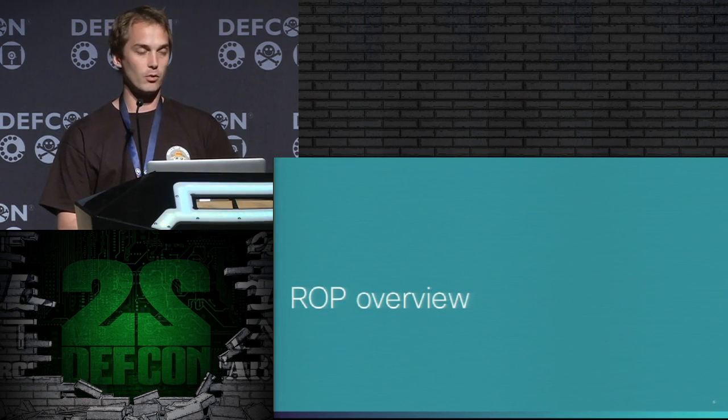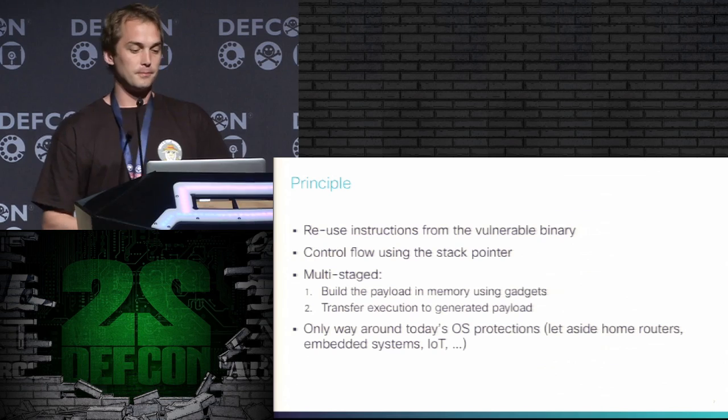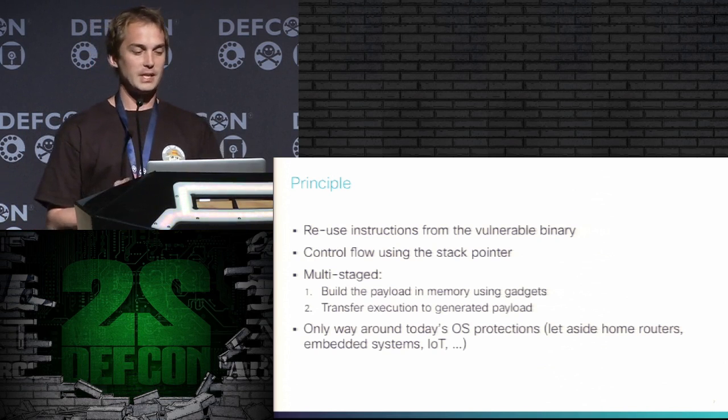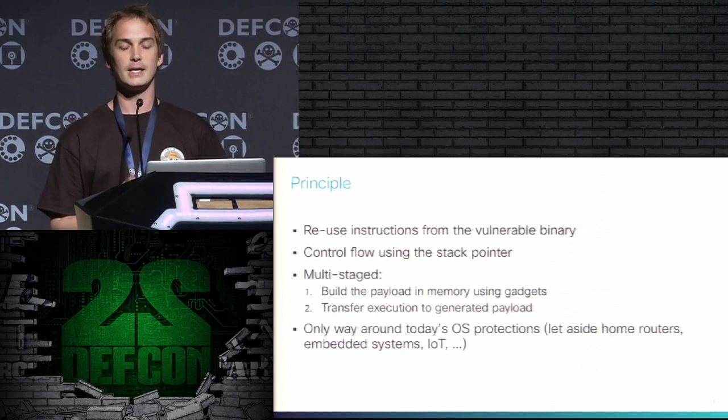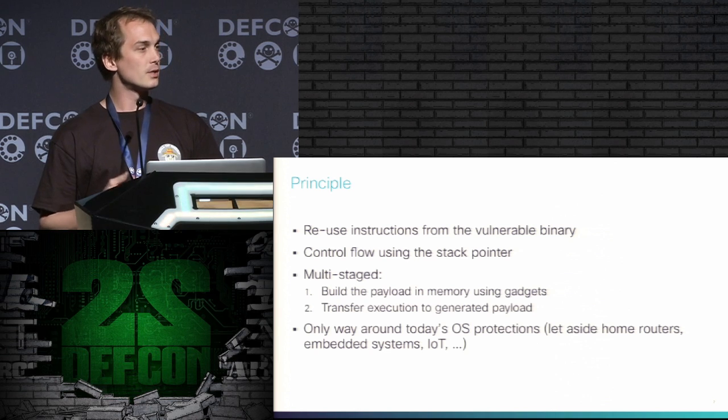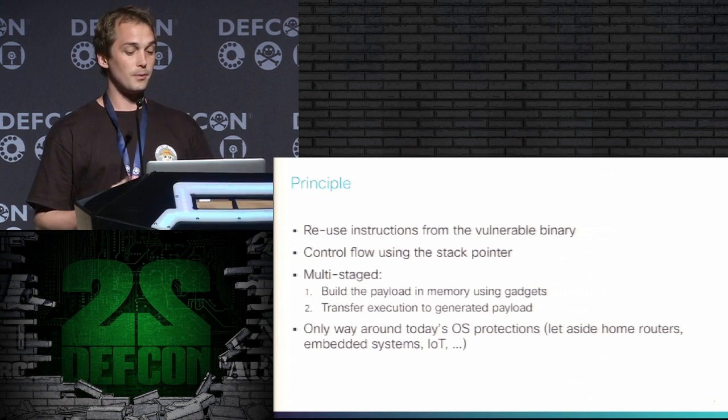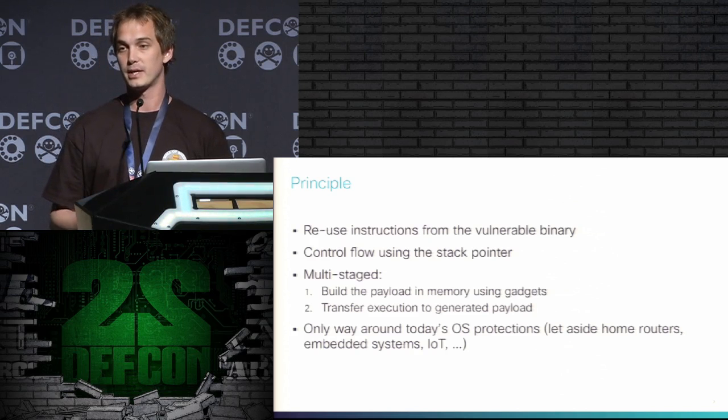So coming back to my ROP overview, we know that we want to reuse instructions from the target binary in order to bypass ASLR and XOR W. So why we use ROP is just that we don't have a choice. The memory protections have got much better, we can't do without it, and so we use it.